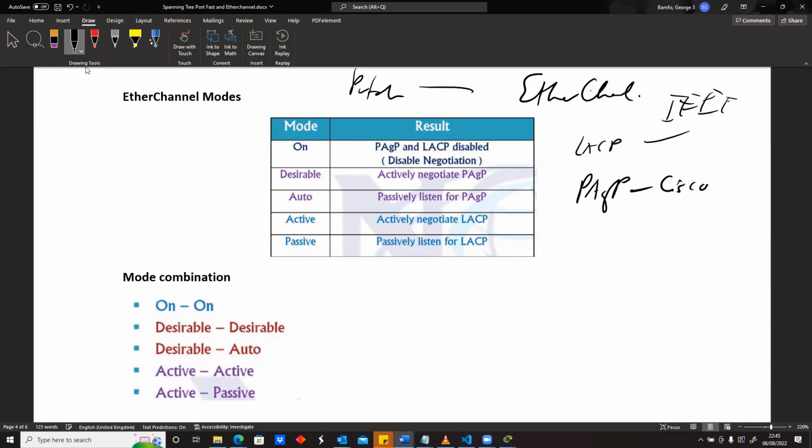EtherChannel is a concept of aggregating ports together. And once you aggregate them, it becomes a port channel. They are just the same thing, but different angles. And so we said that in order for them to form that kind of grouping, you need to make sure that each part of the link is in a particular mode.